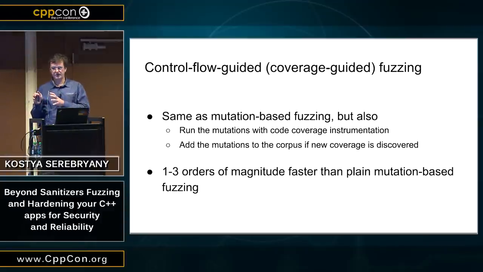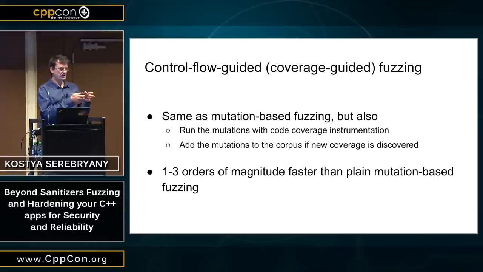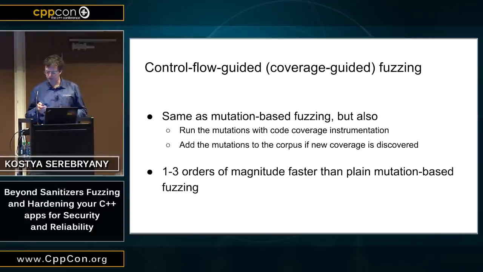And if this is true, if we found a test input that is significantly new, we have to take this test input and add it back to the initial corpus, so that the further mutations will take that interesting case and mutate it again. In our experience, this approach is often several orders of magnitude faster than plain mutation-based fuzzing.